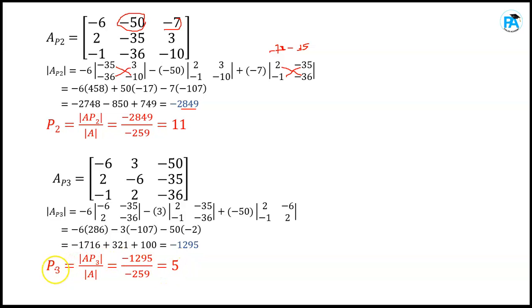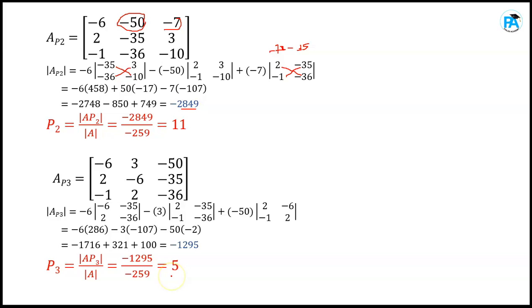You use this to find the equilibrium price of commodity 3. So to get the equilibrium price of commodity 3, the determinant of matrix AP3 divided by the determinant of matrix A. Are you getting it? So that gives you -1295 divided by -259. When you put this on your calculator, you should get 5. I hope you are following. So you get 5 as your answer.